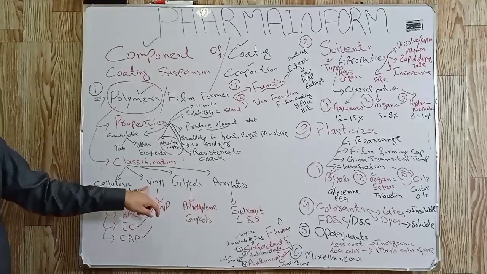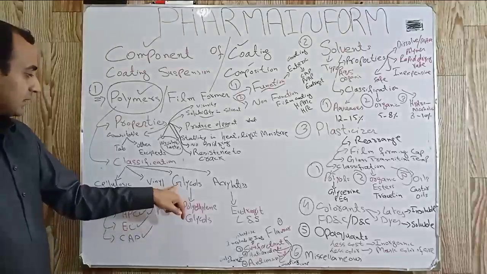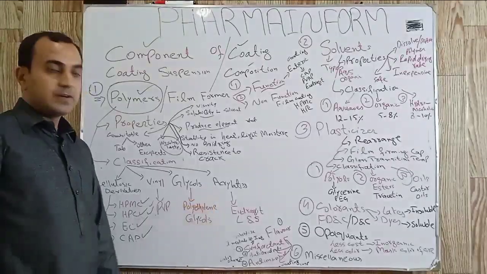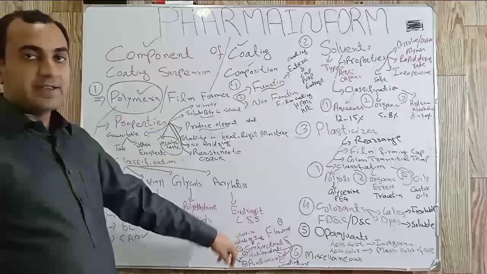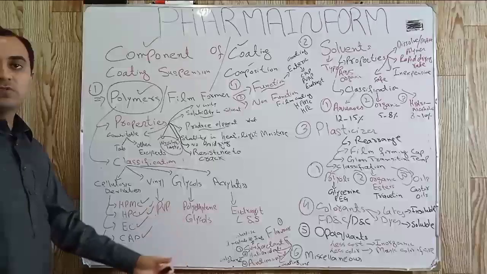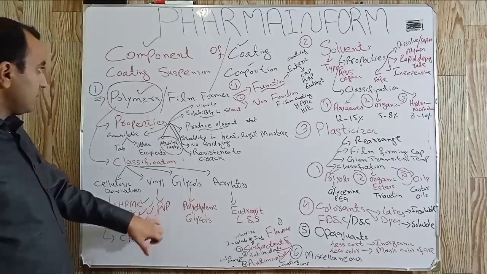If we talk about vinyl derivatives, we have PVP or Kollidon. In glycols, we have polyethylene glycols. In acrylate derivatives, we have Eudragit L and S. These are the classes of polymer from which we can select a polymer depending upon the formulation.